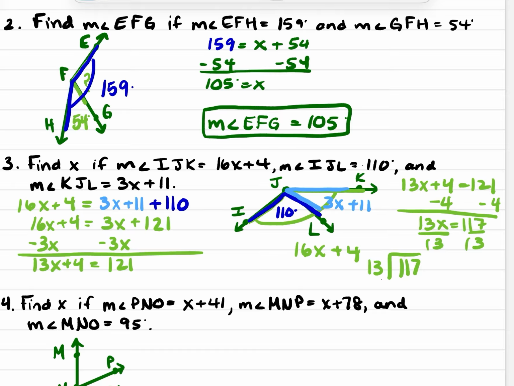13 does not go into 1, 13 does not go into 11, 13 goes into 117. Let's check 9 times. The reason that I checked 9 is because 117 is close to 130, and that would be 13 times 10. And also 3 times 9 gives us a number that ends in a 7. 3 times 9 is 27. 9 times 1 is 9, plus that leftover 2 is 11. Zeroes out, so x is equal to 9.